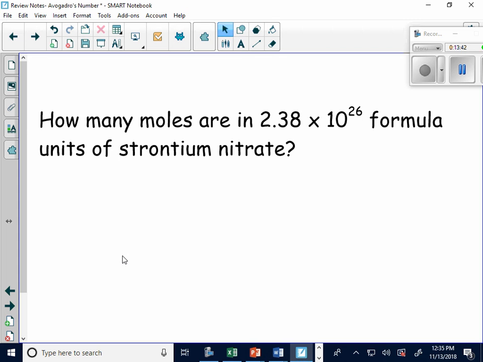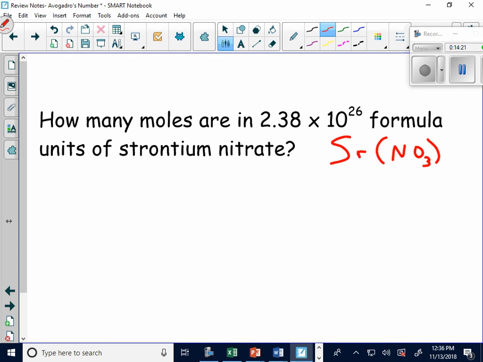Now, we're going to work one the other way here. It says, how many moles are in 2.38 times 10 to the 26 formula units of strontium nitrate? Love it here. I don't necessarily need it yet, but I need to know strontium nitrate. Well, strontium is an alkaline earth metal. It's in group 2. So when I'm writing out strontium nitrate, I have Sr(NO3)2. I love doing this because, once again, here we go. If we can't name this, we're going to run into problems.